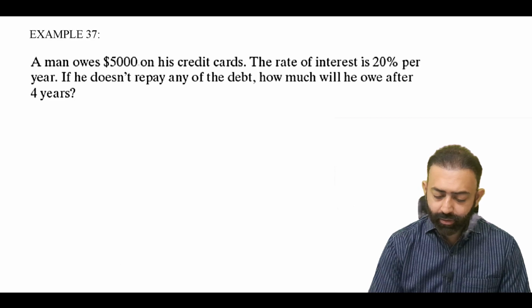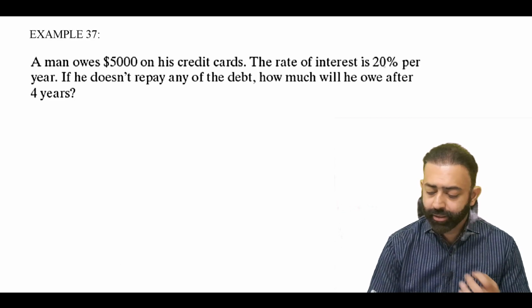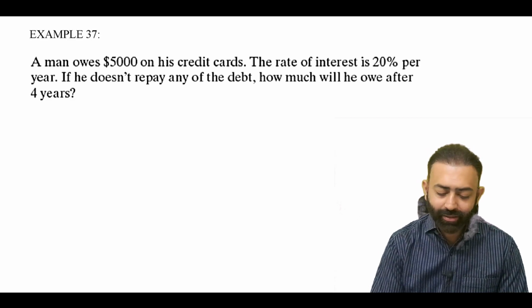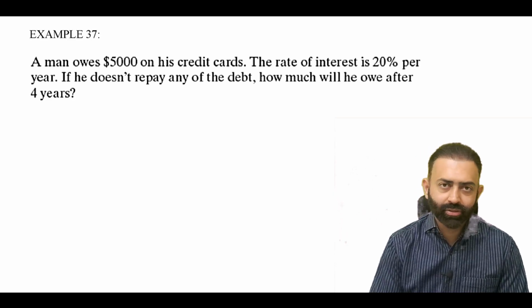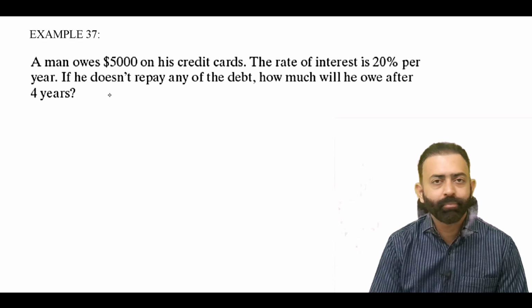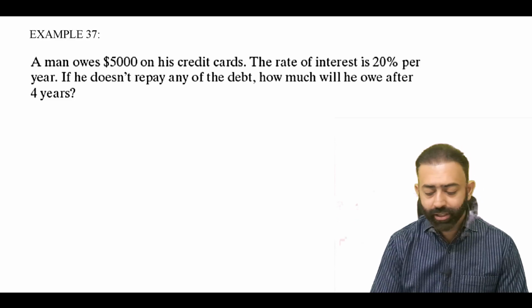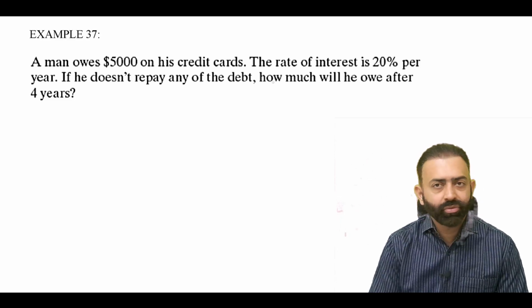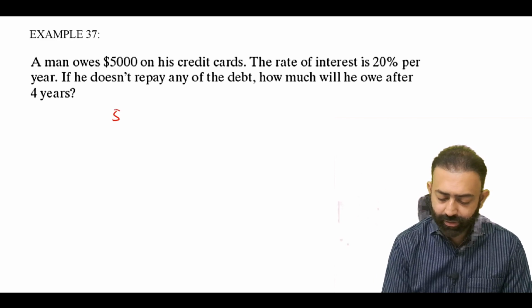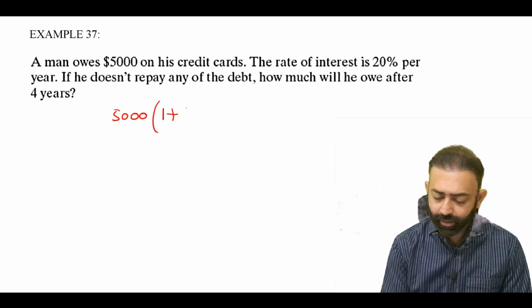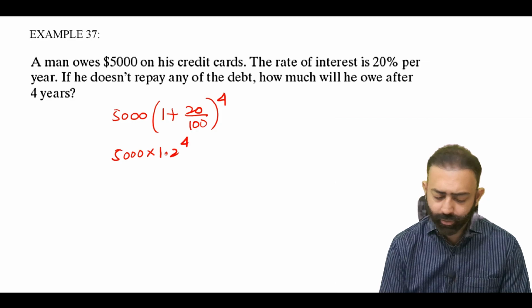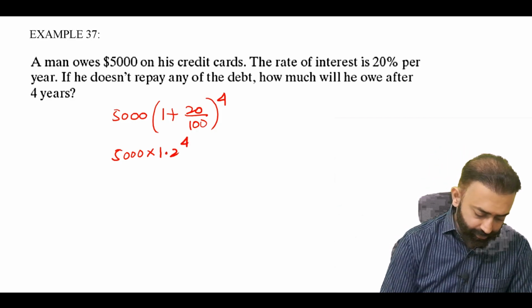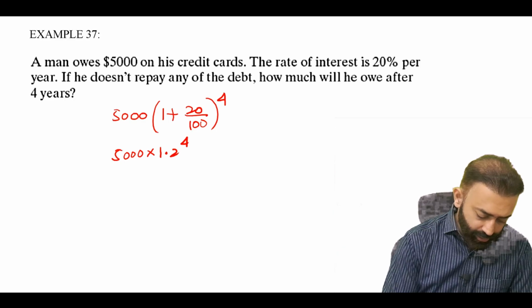It says a man owes $5,000 on his credit cards. The rate of interest is 20% per year. If he doesn't repay any of the debt, how much will he owe after 4 years? Again, it's a question of compound interest. If he doesn't repay any of the debt, we need to just find out the amount after 4 years. So it is just P(1 plus R by 100), so 20 by 100 raised to power 4. Here the multiplier will be 1.2. So 5,000 multiplied by 1.2 raised to power 4.